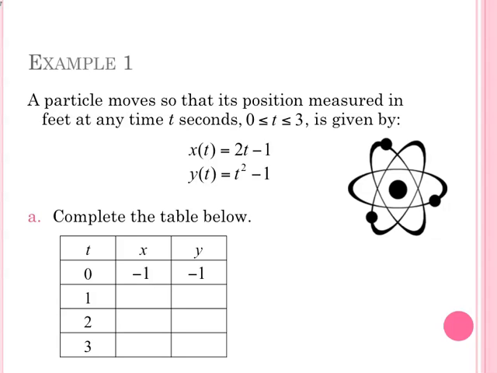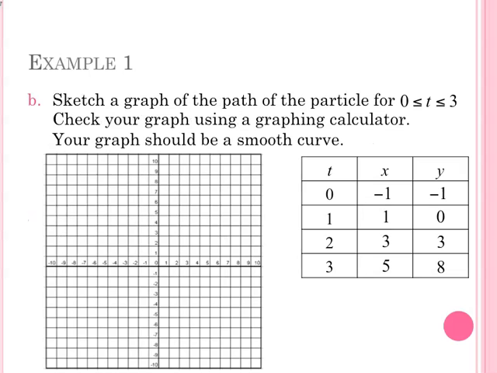Do the same thing for t equals 1, so we have 2 times 1 minus 1, and 1 squared minus 1. For t equals 2, 2 times 2 minus 1, and 2 squared minus 1. And then when t equals 3, 2 times 3 minus 1, and 3 squared minus 1. Okay, so now that we have the table complete, we can go on to the next step, which is to sketch the graph of the path using the points that we just found.